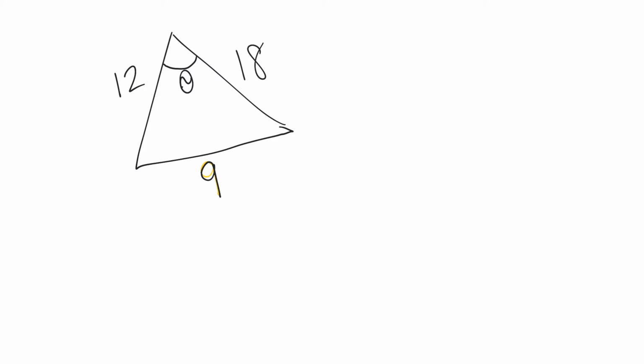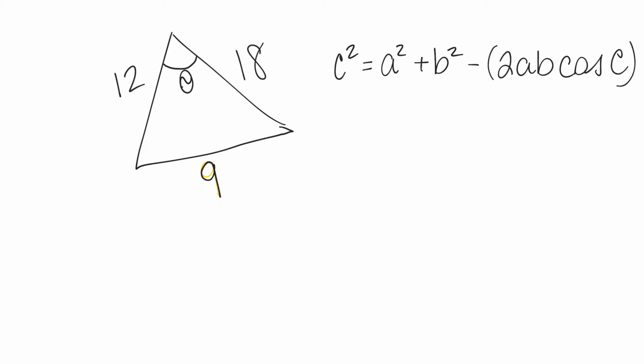So here's the deal. We have 3 sides and we have no pair, so sine law is out. The only thing that's going to work for us is cosine law. Now, let's remember what cosine law says. Cosine law says c squared equals a squared plus b squared minus 2ab cos c.